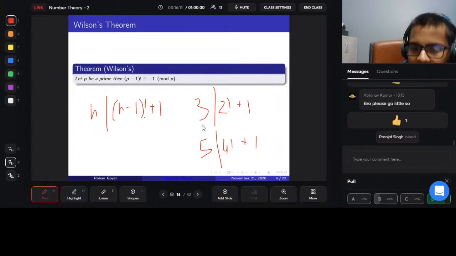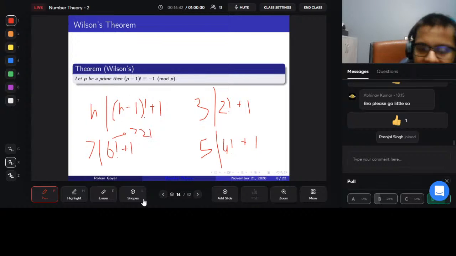Okay, so I'm just taking the examples now. If p equals 3, then p divides 2 factorial plus 1. You can see this is true. Similarly, 5 divides 4 factorial plus 1, which is true because 5 divides 25, which is 24 plus 1. Similarly, we have 7 divides 6 factorial plus 1, because this is 720 and this is 1. So 721 is divisible by 7, right?